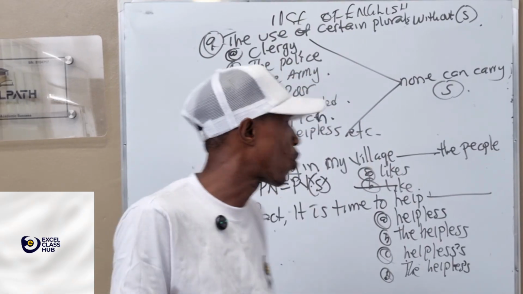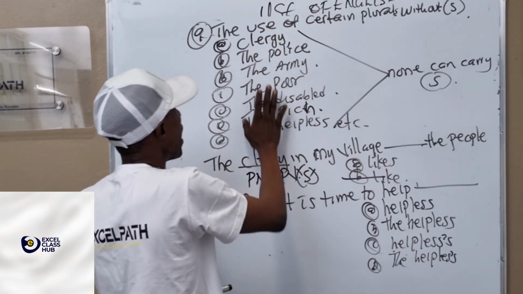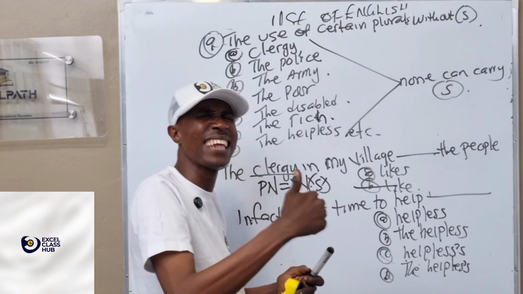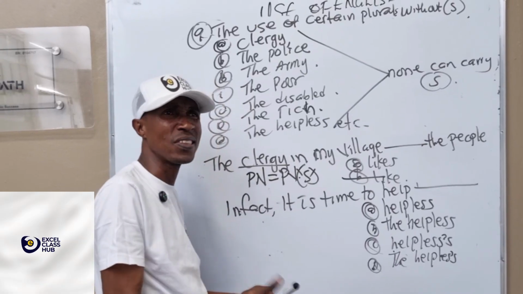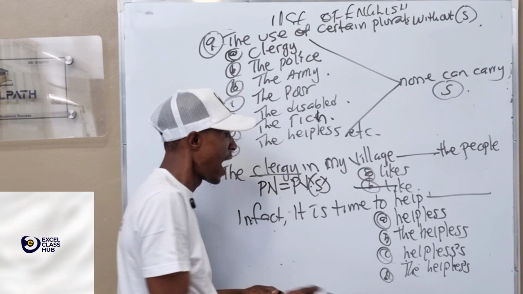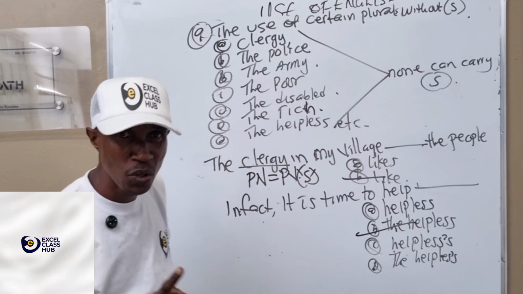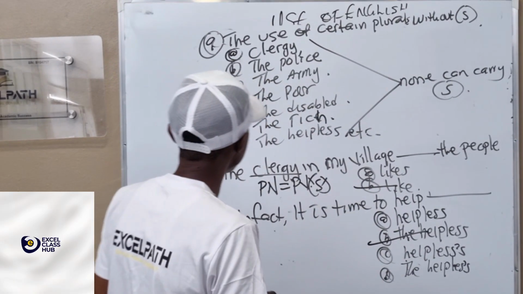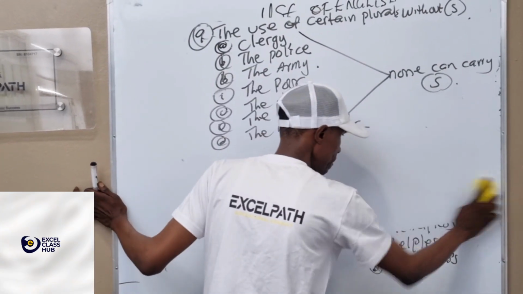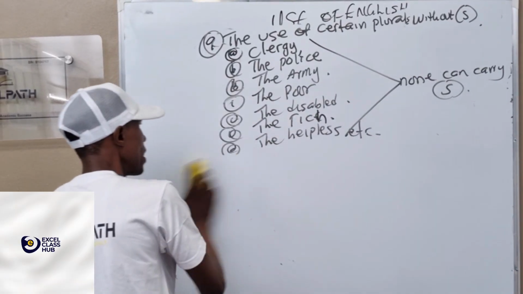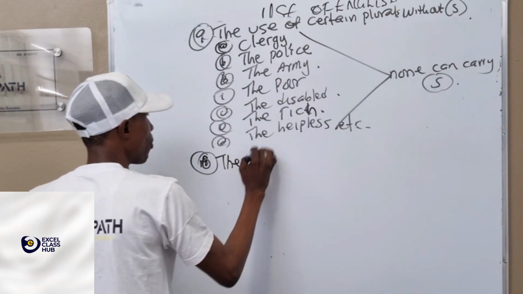When questions are seen in this form, none of these words should be used with an indefinite article. They are all expected to be used with the definite article, the. And the correct answer here is what? The helpless. So take note, any of these being used must not go or carry what? S.